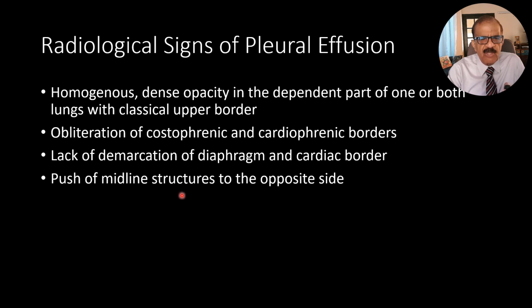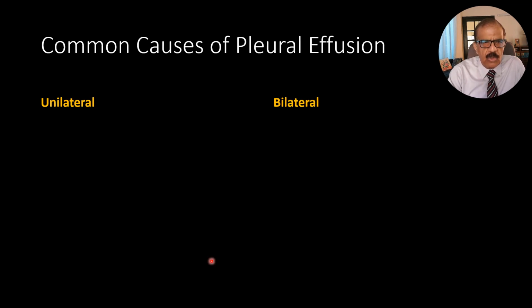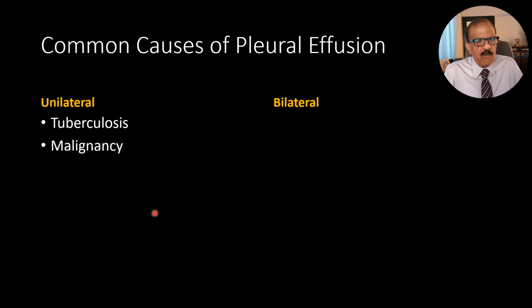Push of midline structure to the opposite side, and this will happen only if you have large effusion or if there is some other mass under the pleural effusion. Then there are various types. So now briefly, this is not a clinical module, but just briefly, common causes of unilateral and bilateral pleural effusion. On the unilateral, I think first thing we always consider is tuberculosis, especially in our country, because that remains the commonest cause of unilateral pleural effusion. Then malignancy, any malignancy, it could be malignancy of lung or breast or some other tissue.